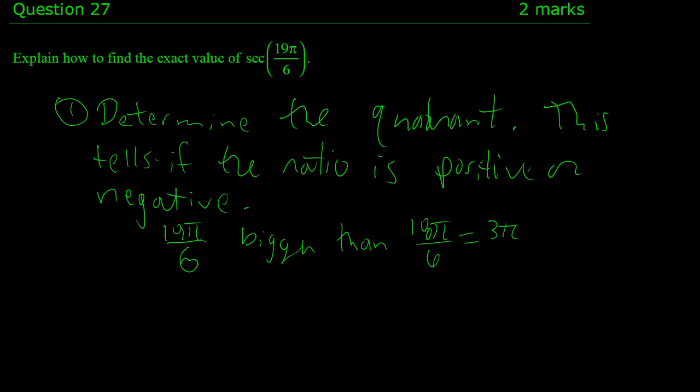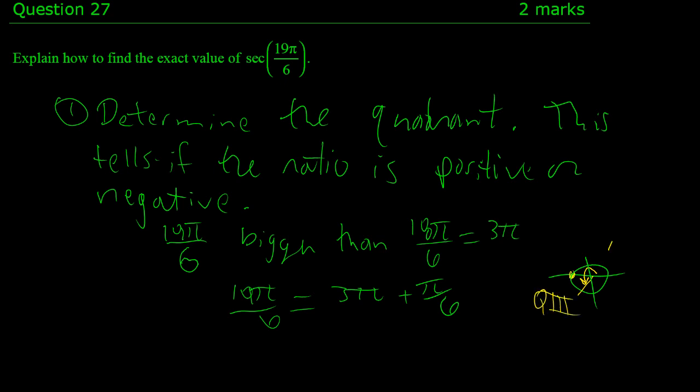Right? Because knowing that 19 pi over 6 is a little bit bigger than 3 pi, we could actually make an equation if we want. 19 pi over 6 equals 3 pi plus pi over 6. So odd pi's are right here. And we're going a little bit further than that. Right, so we know we are in quadrant 3.